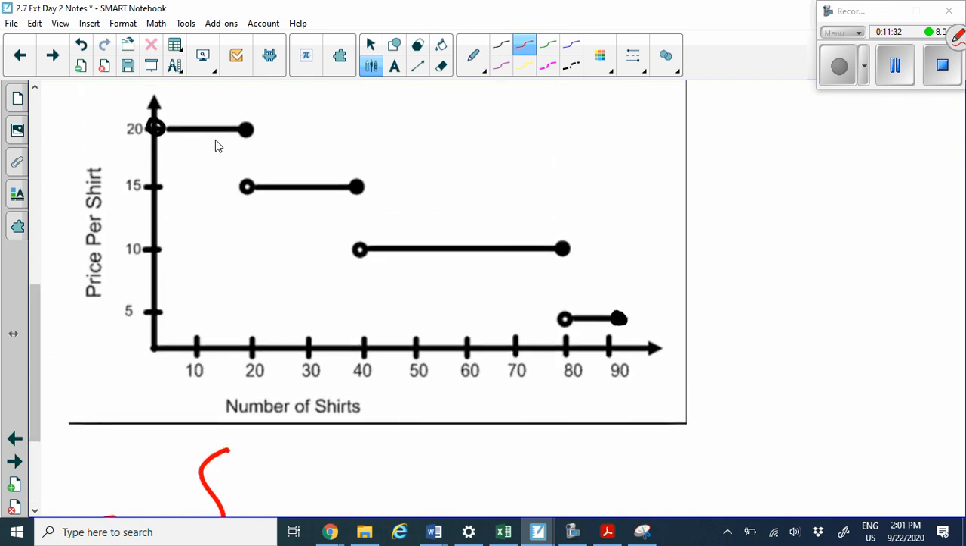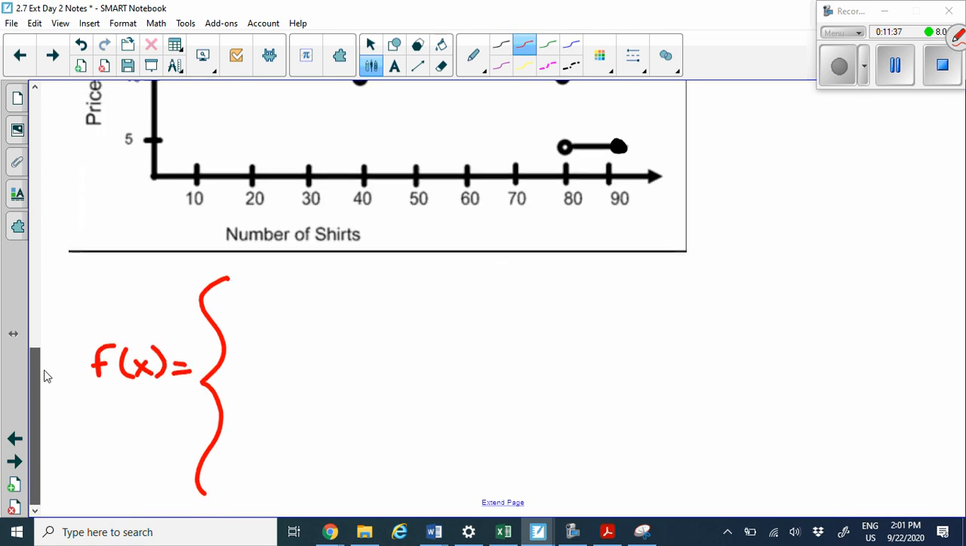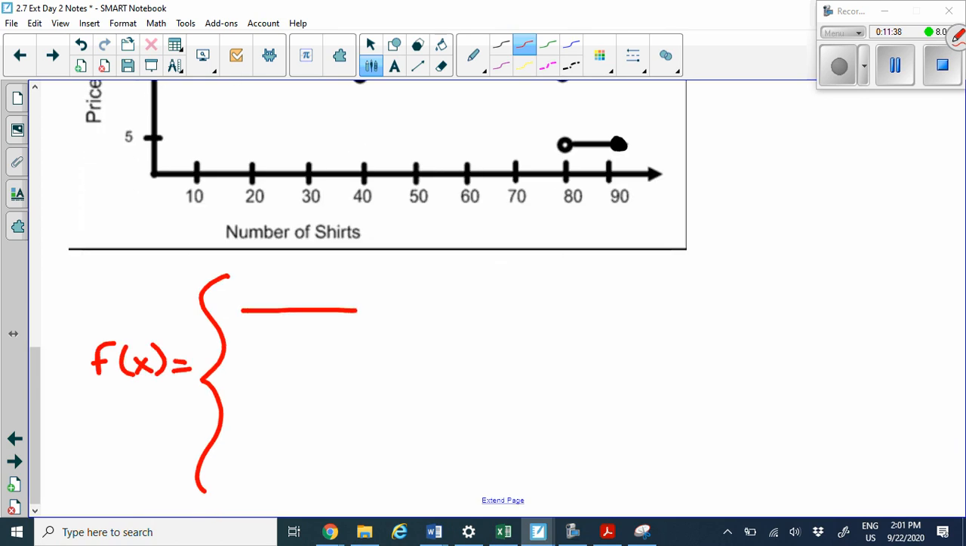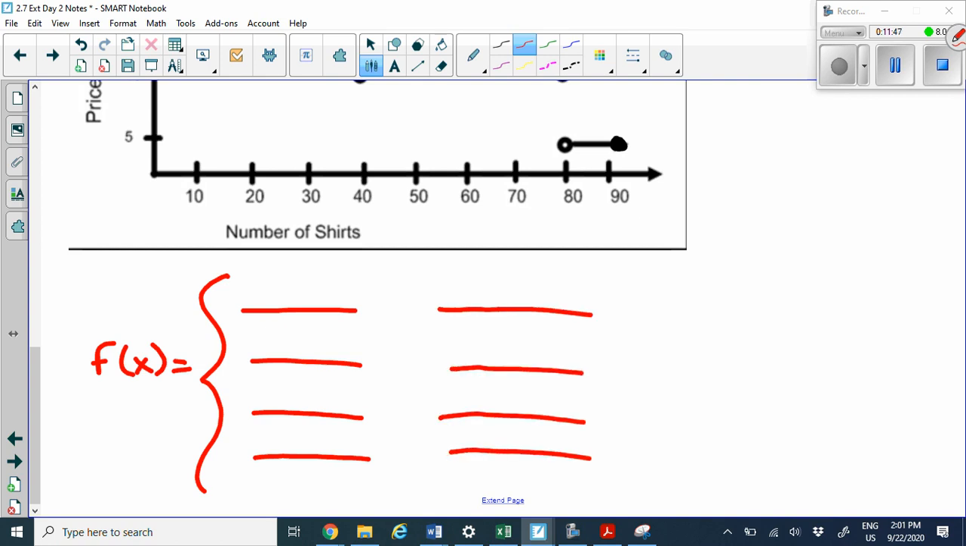Now notice I have 1, 2, 3, 4 of these, okay? So that means I'm going to have 1, 2, 3, 4 equations. And then for each of those equations, I will have a restriction, okay? Okay, let's figure out the equations for each of these.